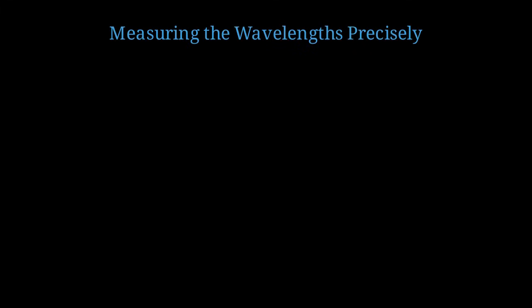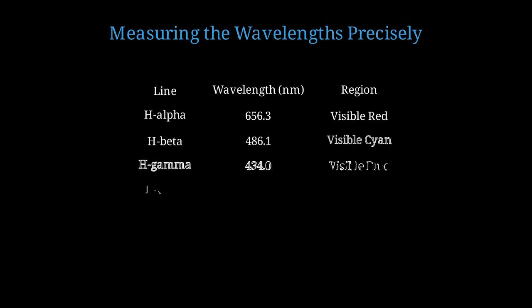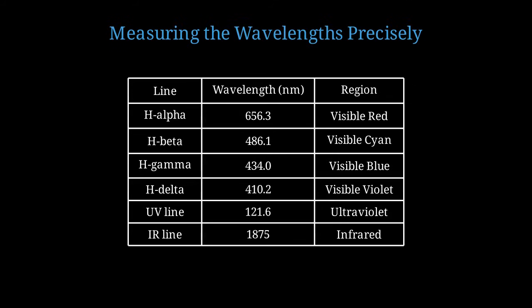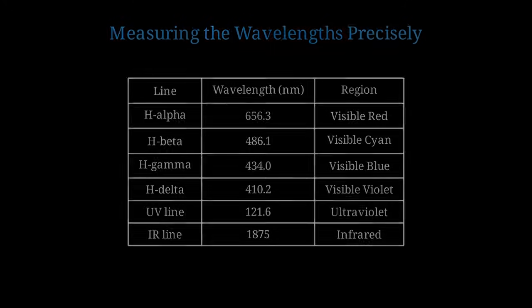Scientists in the 1800s measured these wavelengths with increasing precision. They found additional lines in the ultraviolet and infrared regions as well. Here's a table showing some of the measured wavelengths. The visible lines are called H-alpha, H-beta, H-gamma, and H-delta. There are also lines in the ultraviolet and infrared.